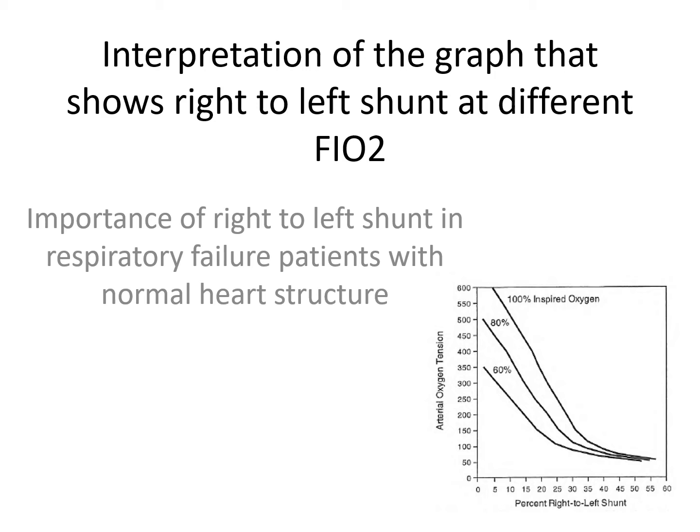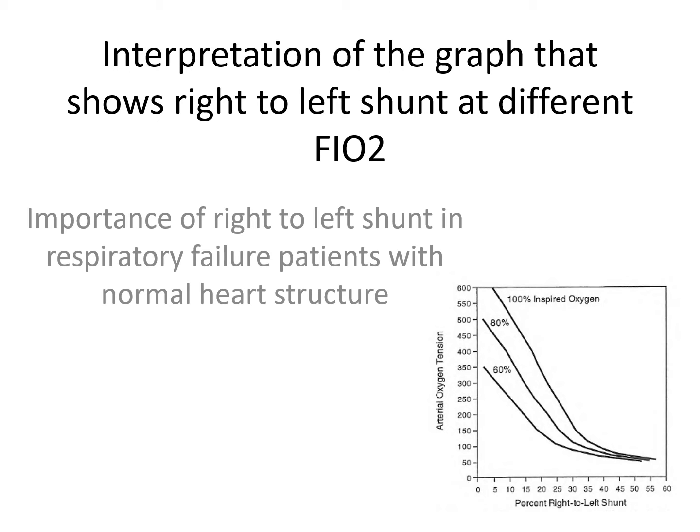So we are interpreting this graph very briefly, which shows right to left shunt at different FiO2 in a patient with normal heart structure. We have three curved lines here. The first of them at 60% FiO2, and when we increase to 80% and then to 100% FiO2, we see that from the horizontal line, if the patient has a 30% right to left shunt, there is no increase in arterial oxygenation, which is shown here on the vertical line.